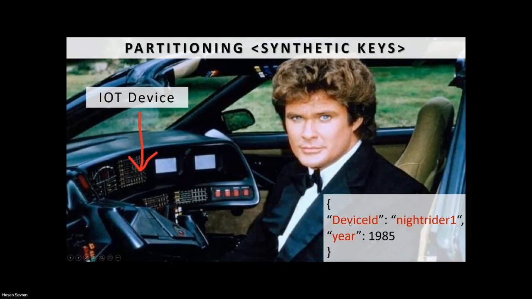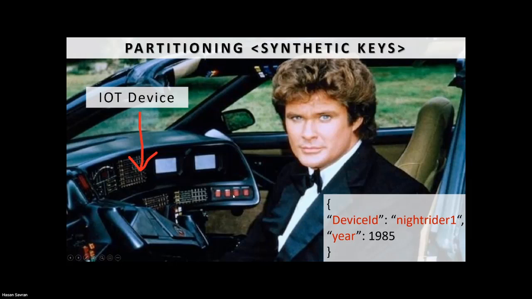But don't forget one thing, your partition has a limit, which is 20 gig. That means this device cannot generate more data than 20 gig if you use the device ID. If you use the year, well, it looks like this, 1985. So if you are sure that you are going to generate 20 gig in 1 year, that might be an option. But what's going to actually happen is we can make this much better.